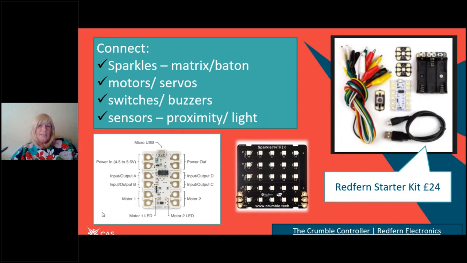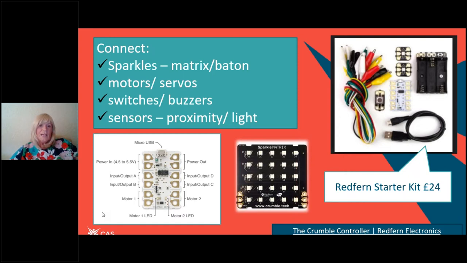So as you can see, you can connect sparkles to it. You can connect motors and servos. So you can do almost anything with it, really. Anything you want to make that you want to move or control, you can use a Crumble to do that. And switches and buzzers, sensors, etc. So you could make a buggy, and if it touches something, it makes a sound or the lights flash. You can do all sorts of things with it.